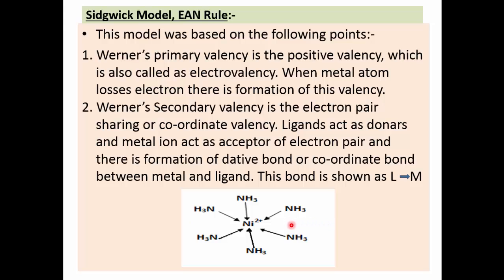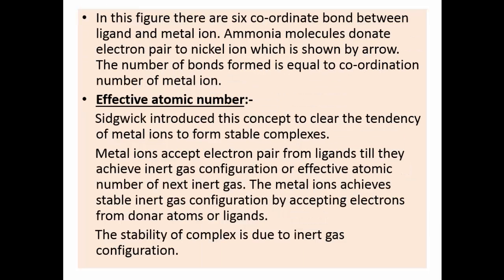See here, this is the example. Nickel is coordinated with ammonia molecules. From the ammonia molecules, nitrogen donates an electron pair to the nickel ion, and hence the ammonia molecule acts as donor molecule while the nickel ion acts as acceptor ion, and in this way there is formation of a dative bond, a coordinate bond, between ammonia and nickel, that is the ligand and metal ion. So this is shown with the help of this figure.